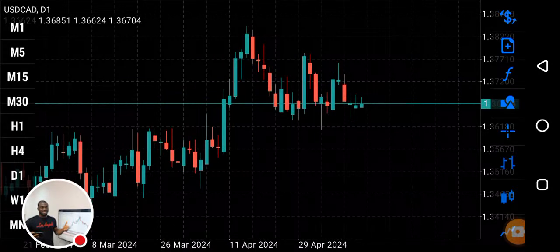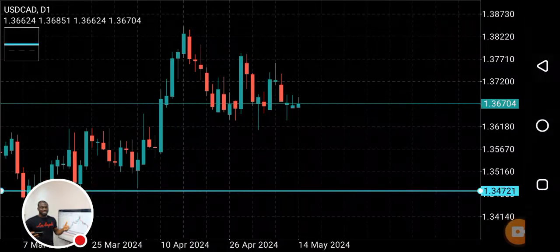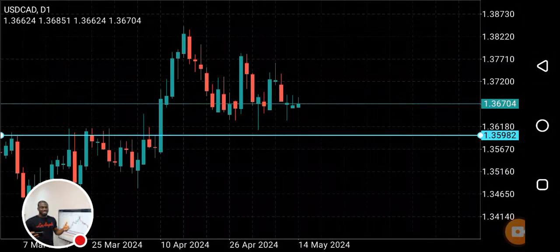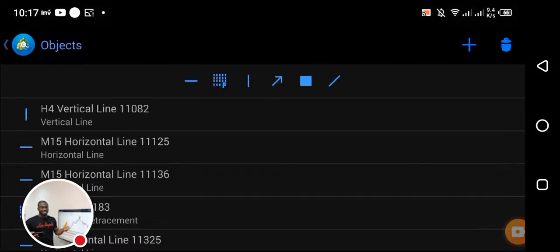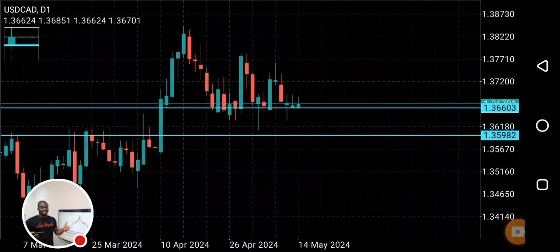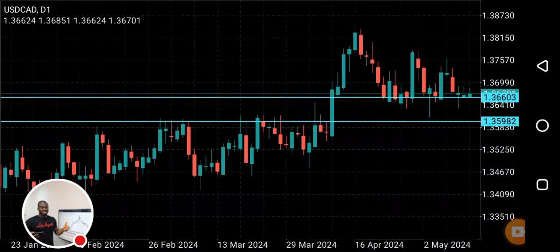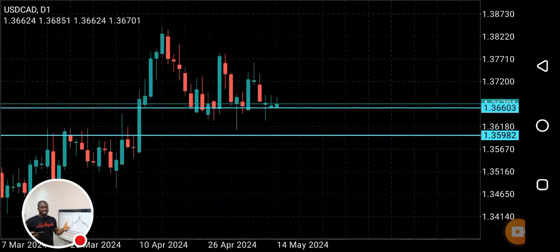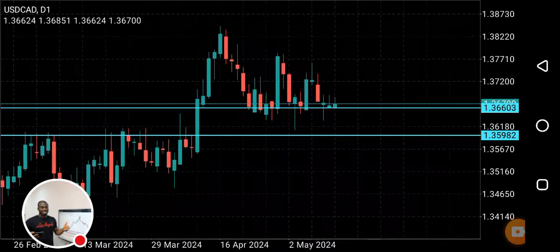We have a fair value gap here. Price has tested that gap but has not filled it entirely, so it is likely it's going to test this gap again. So today I am bearish on USD CAD.